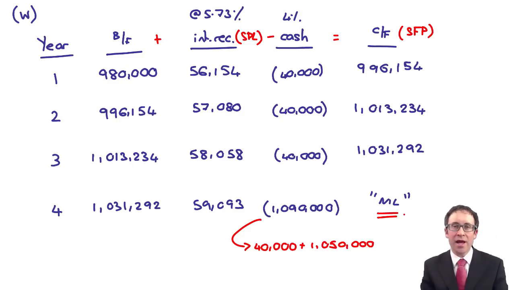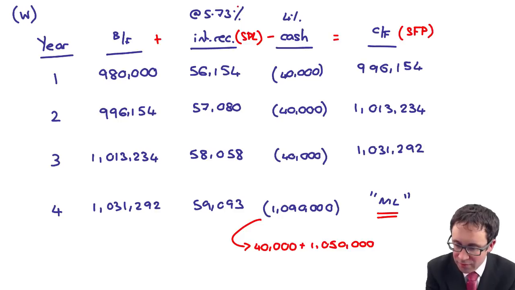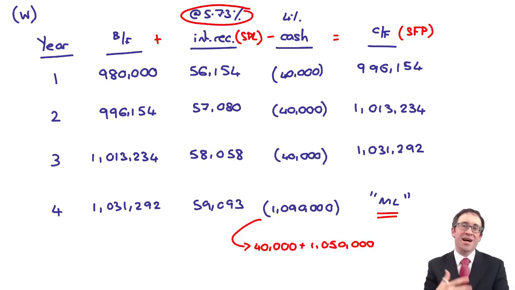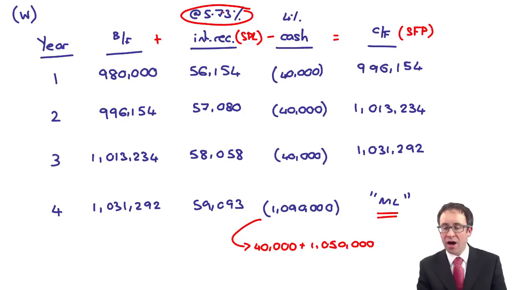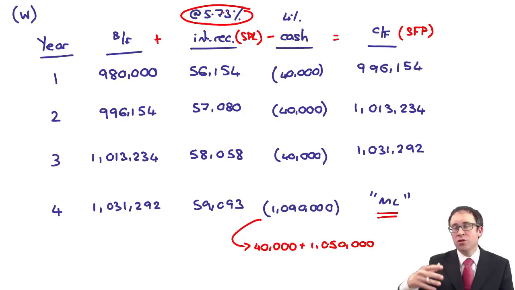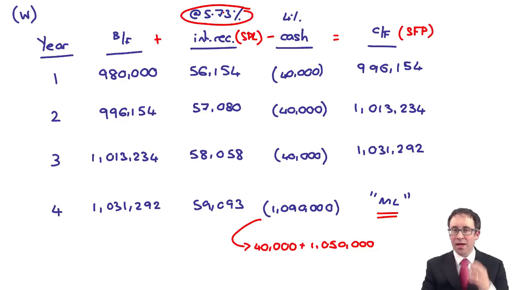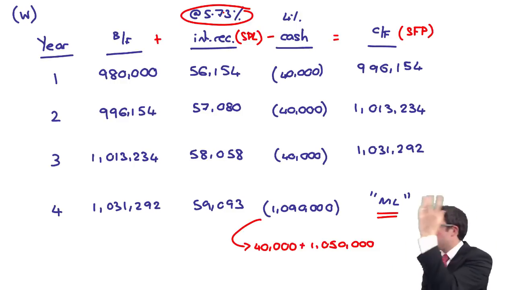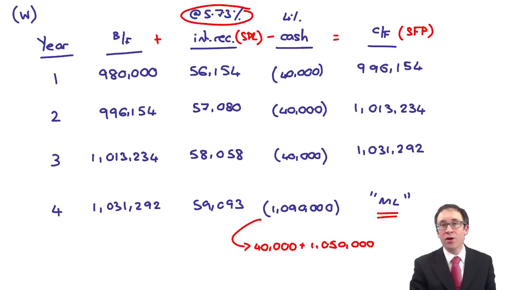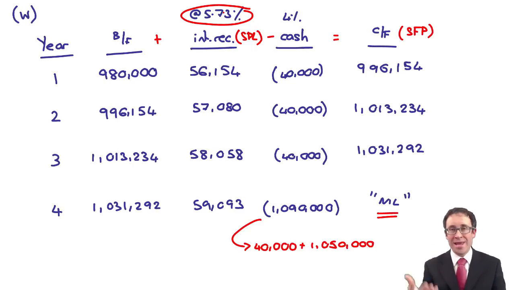That's rounding. Okay, rounding because maybe this 5.73 isn't exactly 5.73. Maybe it was 5.72659431 6 or something like that. Okay. And because that's rounded and because we've rounded elsewhere, it's never going to come directly down to nil.